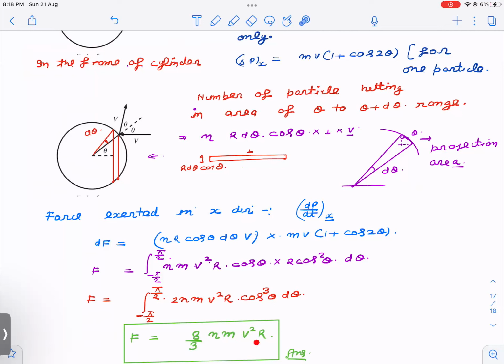It depends on the radius. It depends on v square, right? And the density of the medium, right? So that's it. That was my analysis.